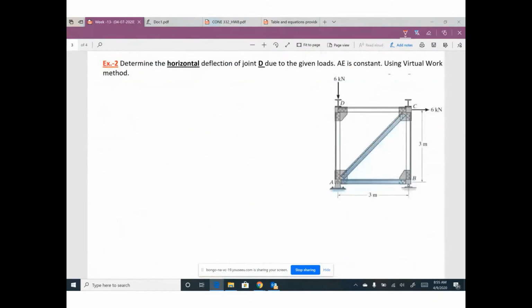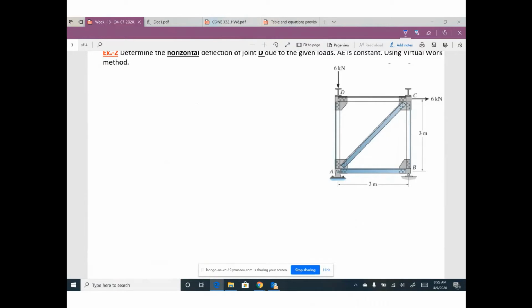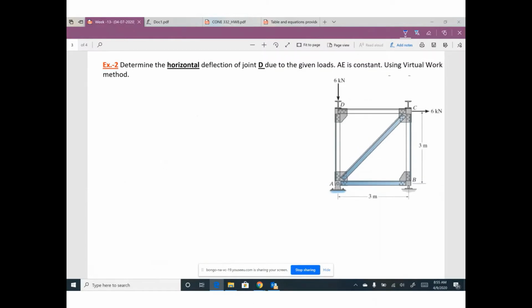Let's start to solve this problem. We have a truss, hinge at A, roller at B. We have a horizontal concentrated load 6 kilonewton at C, and a vertical concentrated load at D. We need to solve this truss to calculate the horizontal deflection at D.